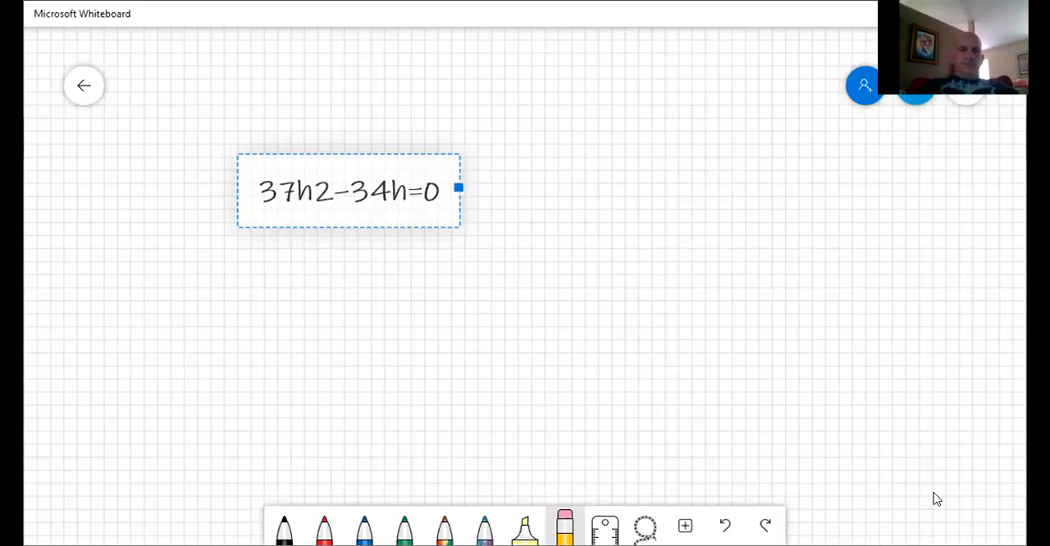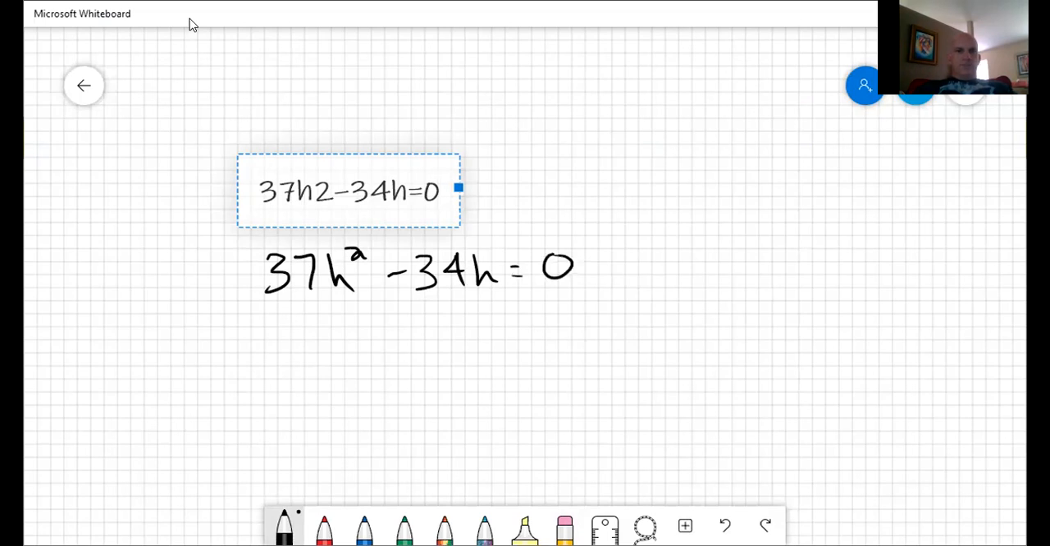All right, so this one was again 37h squared minus 34h equals 0. This one, again, doesn't have a c term, so we're just going to factor out a common factor. Well, 37 is a prime number, 34 is not, but they don't share any factors. So we can't take that 37 out of there, but we can take the h out, which would be the common factor, and be left with 37h minus 34 in the parentheses equals 0.